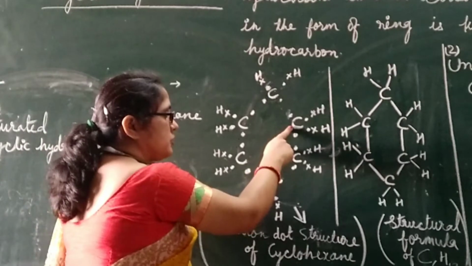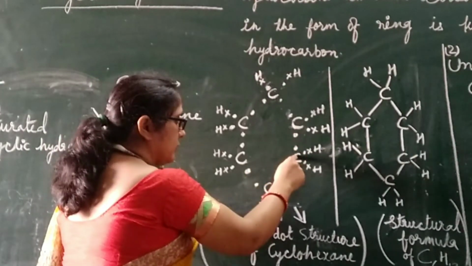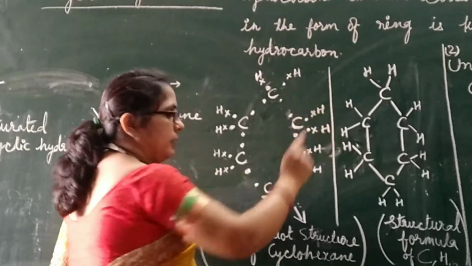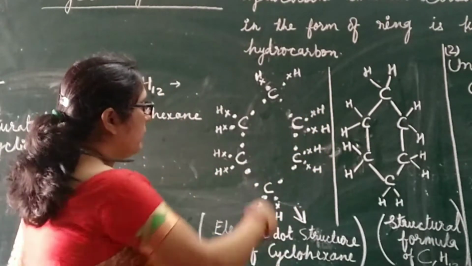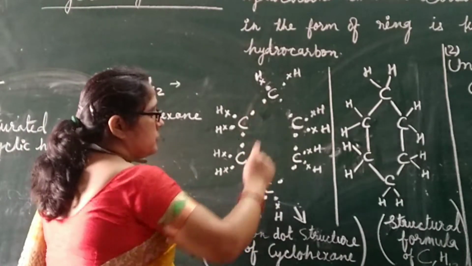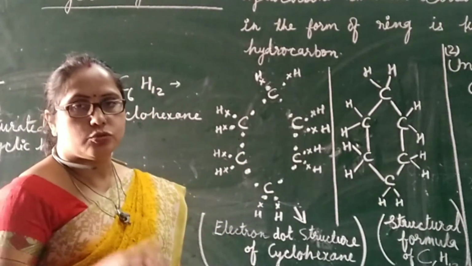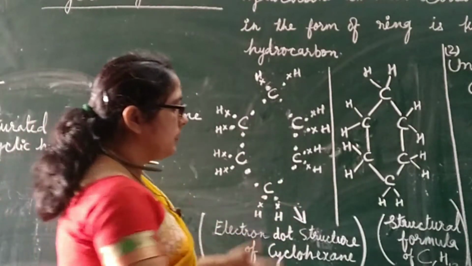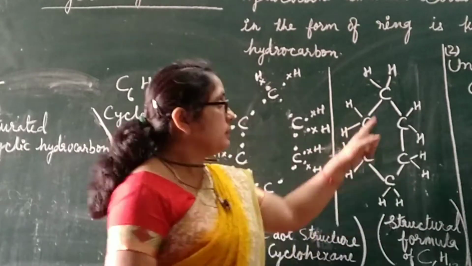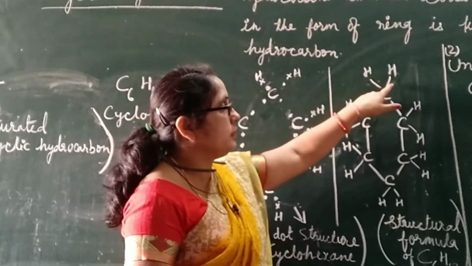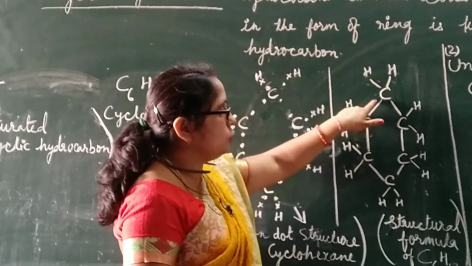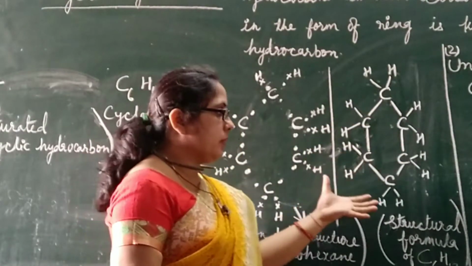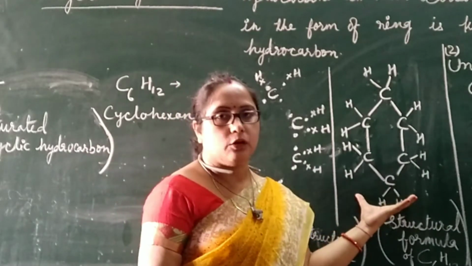This carbon similarly shares 1 electron with this and 1 electron with this, and the 2 other electrons are shared with hydrogen atoms. In this way, all 6 carbon atoms share their 4 electrons, 2 with hydrogen and 2 with carbon atoms, and they form the structural formula like this. This carbon forms 2 bonds with 2 hydrogen atoms and the other 2 bonds with 2 other carbon atoms. In this way, we get a hexagonal ring of cyclohexane.